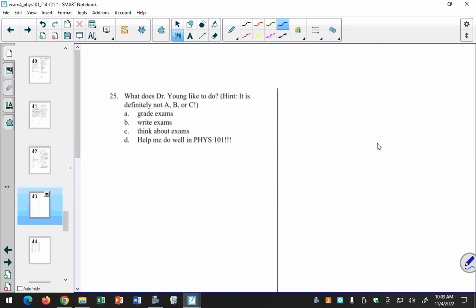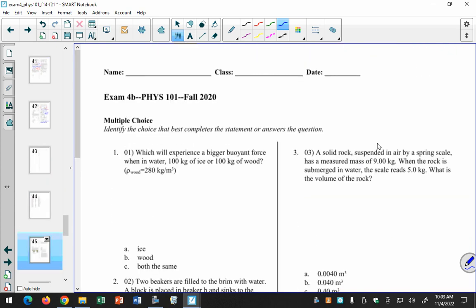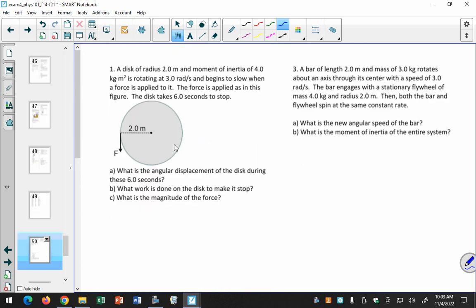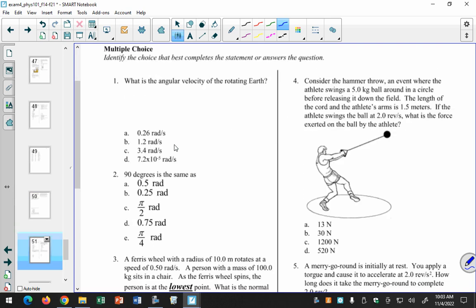Let's do a couple others. Oh, this is exam 4, but you don't have anything for that. Any particular questions that y'all have?